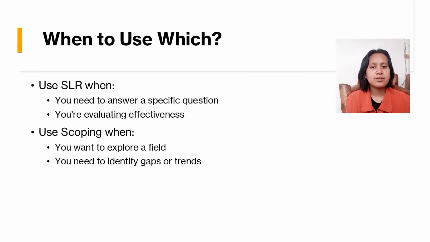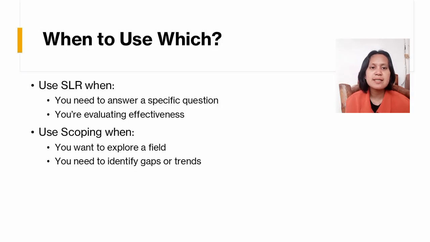Now we've already discussed what a systematic literature review is and what a scoping literature review is. Now let us talk about when to use them. So you use SLR when first you need to answer specific questions. So systematic literature review is best when your research has a focused, well-defined question that requires a precise answer. So it helps to gather and evaluate high-quality evidence to support clear conclusions.